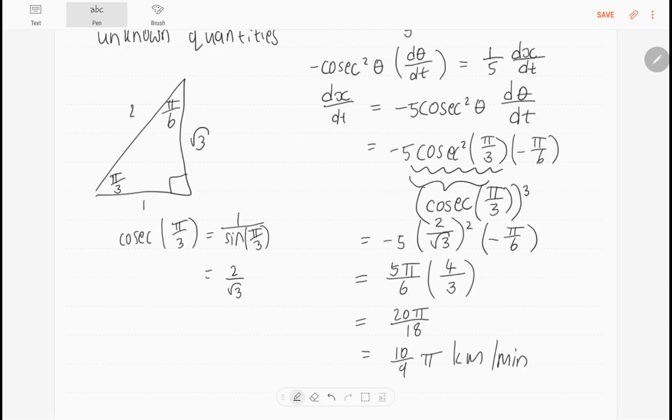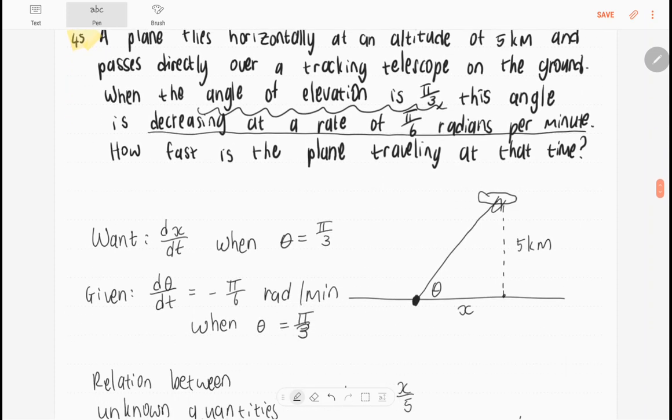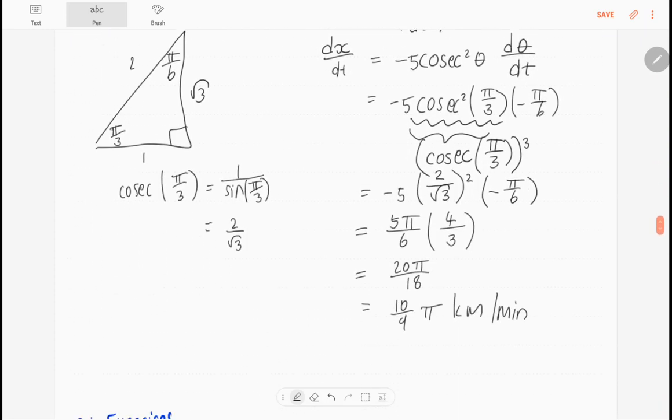It's kilometers per minute because the quantities they give us in the beginning are measured in kilometers, and they also tell us it is moving at radians per minute. So our dx/dt will be in kilometers per minute.